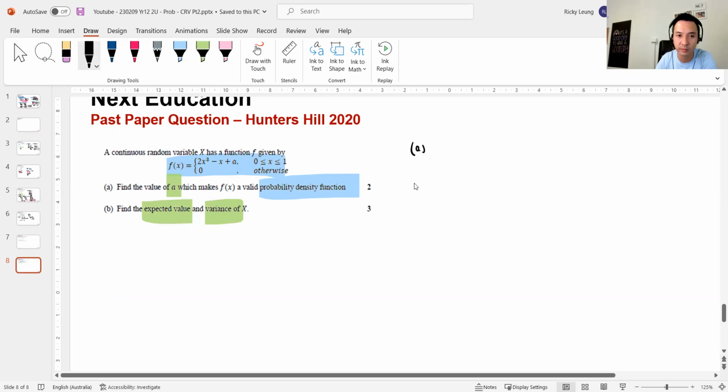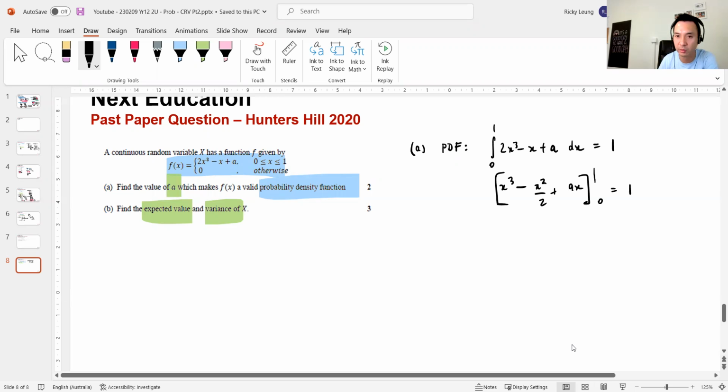Find A. Find A so that it is a PDF. If it's a PDF, guys, I always write this, the sum of all probabilities between 0 and 1 of this guy, dx, equals 1. Limits 0 to 1. When I sub 1 in, now when I sub 0 in, everything zeroizes.